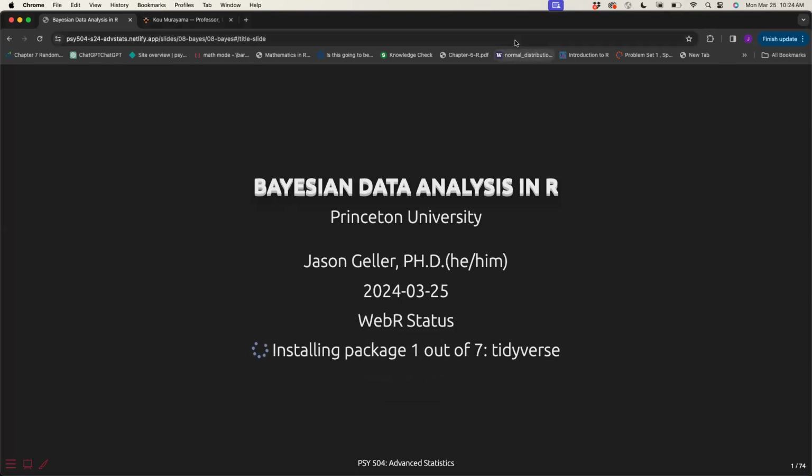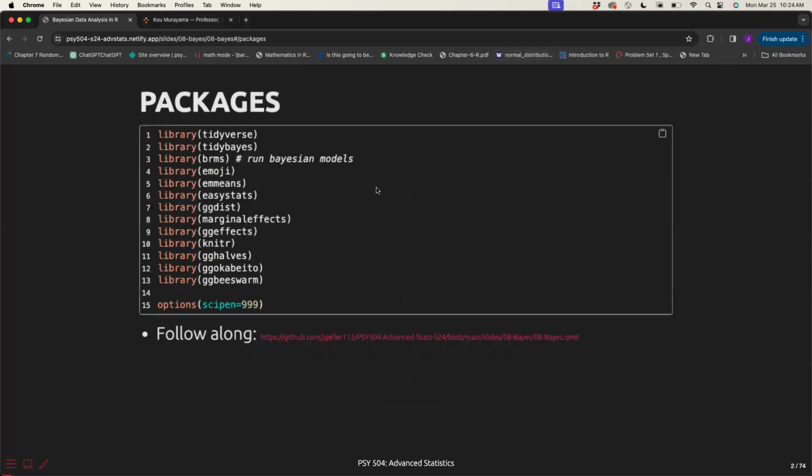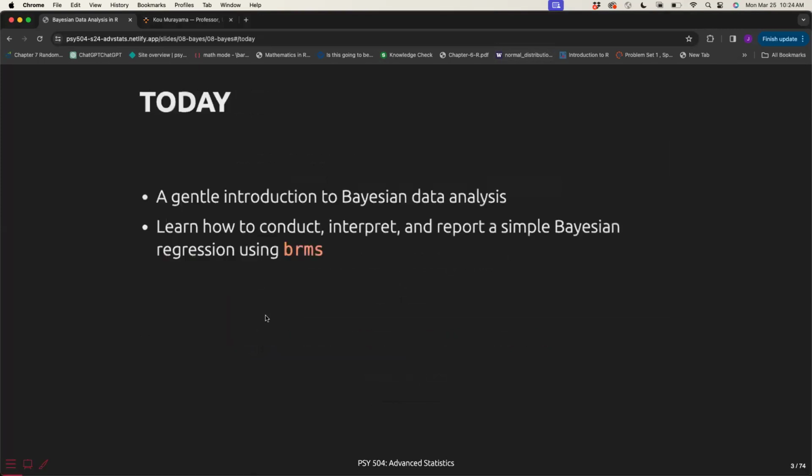It was really good. So what I want to do today, well, as always, these are the packages that I'm going to be using, and you can follow along by downloading the Quarto document. What I wanted to do today is provide a gentle introduction to Bayesian data analysis. I want to keep this really high level and try not to use a lot of mathematical jargon, and I don't want to put a lot of formulas and scare everyone away.